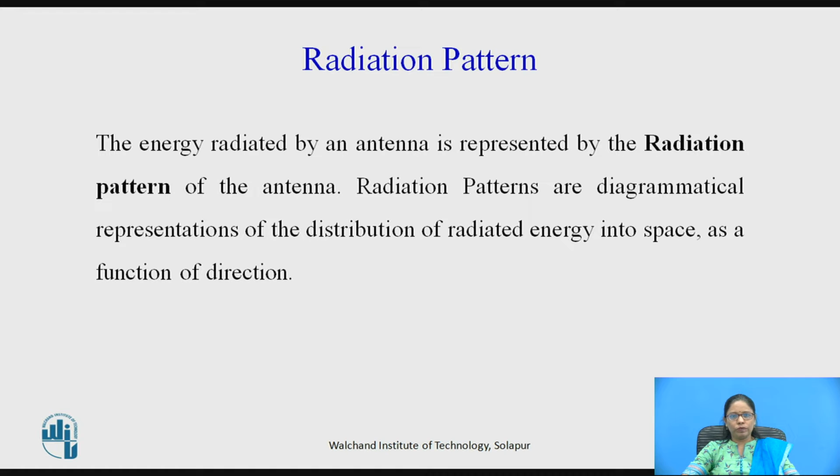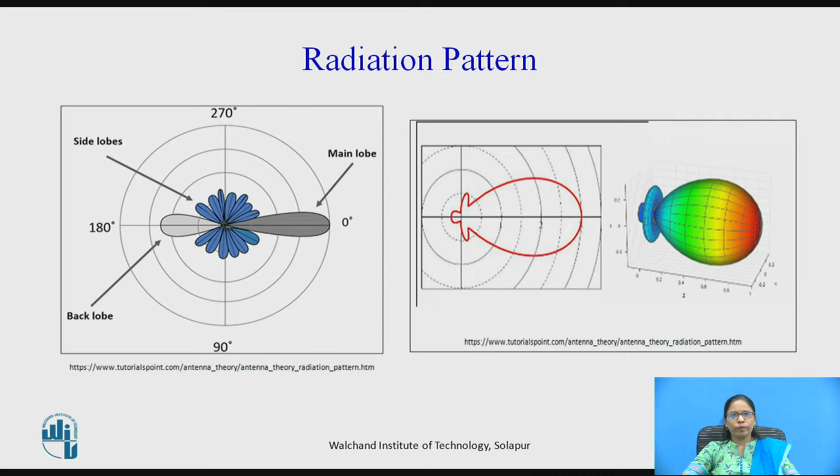Radiation patterns are diagrammatical representation of distribution of radiated energy into space as a function of direction. These are the radiation patterns which are shown here. This is called a radiation pattern, and here this is called the main lobe. Those are called side lobes, and the back side of the main lobe is called the back lobe.